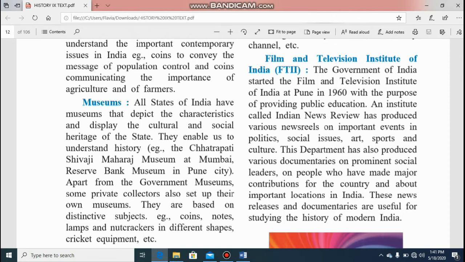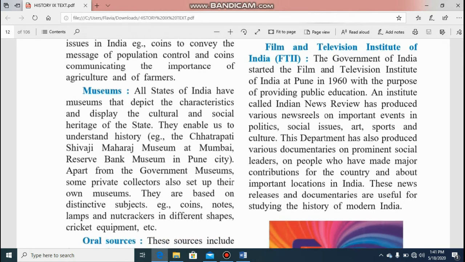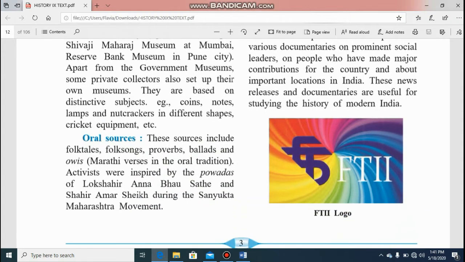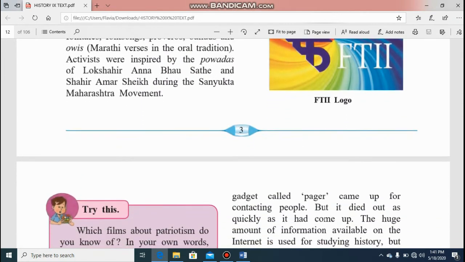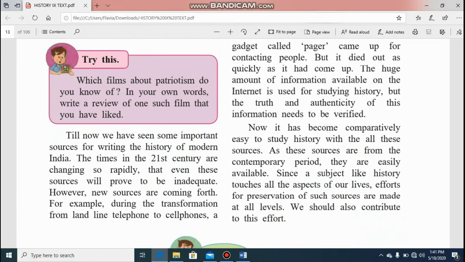Times are changing. Right now on the screen, you will see the logo of FTII. Times are changing. Technology is changing, and so are the sources. An example of changing technology. Girls, you remember the landline phones at home? You couldn't carry them around.